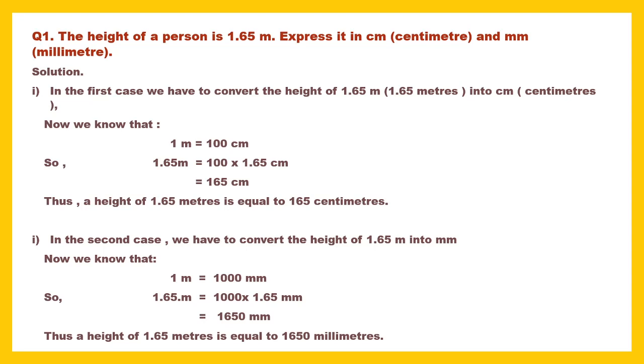The next part of the problem says to convert the meter into millimeter. So again by convention we know that 1 meter is equal to 1000 millimeter. So 1.65 meter is equal to 1.65 multiplied by 1000, equal to 1650 millimeter. So here the height of 1.65 meter has been converted to 1650 millimeter. Hope it's clear to you.